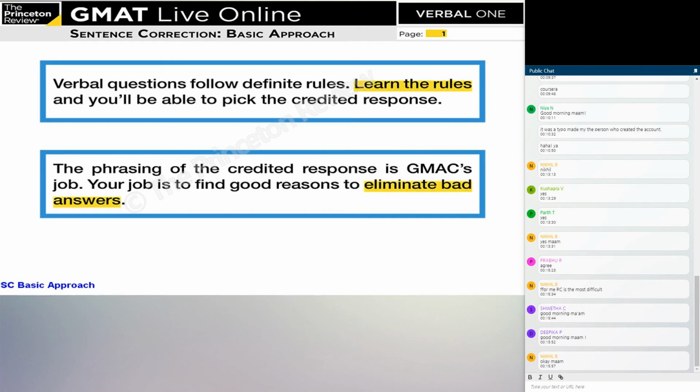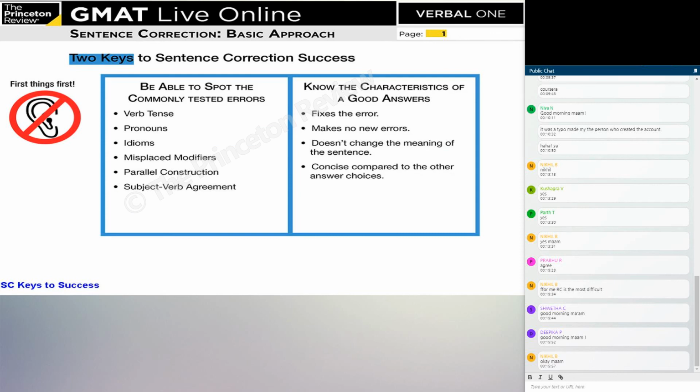We have 2 categories of errors. One, the ones which are very commonly tested. You will see them almost in every sentence correction question. And then there are those that are less commonly tested. So by focusing on the most commonly tested errors, you will at least be able to solve a big chunk of the sentence correction questions. So these are verb tense, pronouns, idioms, misplaced modifiers, parallel construction, and subject-verb agreement. These are the big 6. In all, we will be doing around 10 to 12 errors.